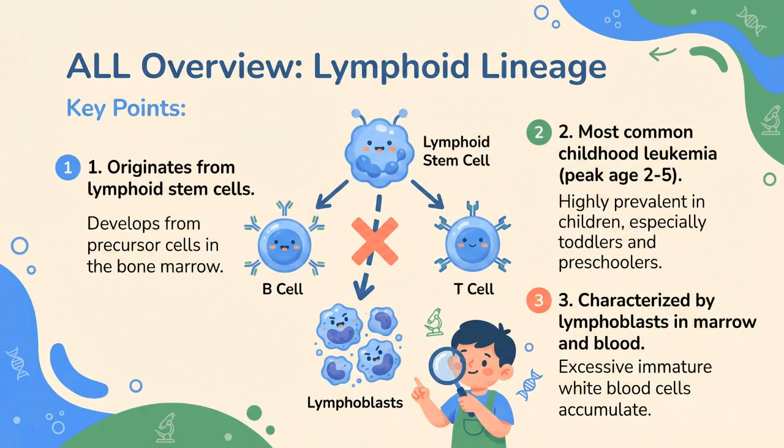Diagnosis requires identifying at least 20% lymphoblasts in the bone marrow or peripheral blood, along with specific morphological, immunophenotypic, and genetic features. Understanding that ALL stems from the lymphoid lineage is crucial for interpreting its characteristic cellular morphology and guiding diagnostic and therapeutic strategies. Next, we'll examine the specific morphology of these lymphoblasts.